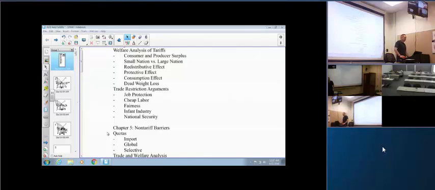Second part of Chapter 4 here. Welfare impacts of a tariff and the arguments that people give that support tariffs. And I'll give you some counter-arguments to those as we go along.